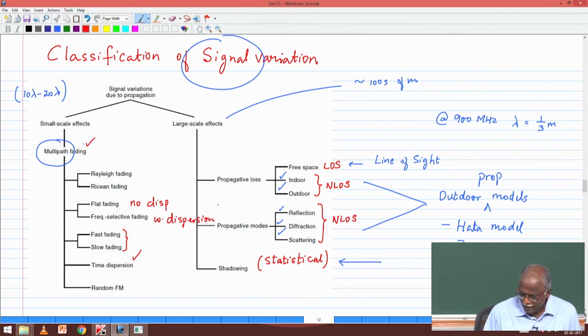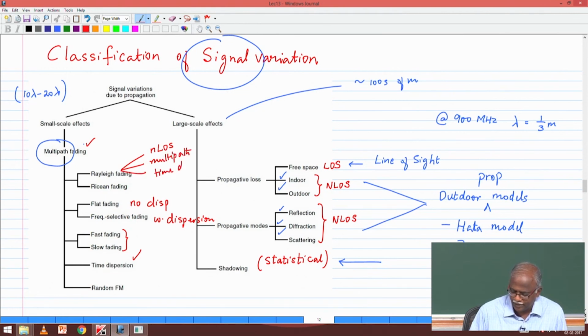And again, this leads to different types of environments. One of the most common that we see is what is known as Rayleigh fading. This is non-line of sight. It has multipath present. It can have time dispersion as well. Rayleigh fading has got a small line of sight component. It's not no line of sight.